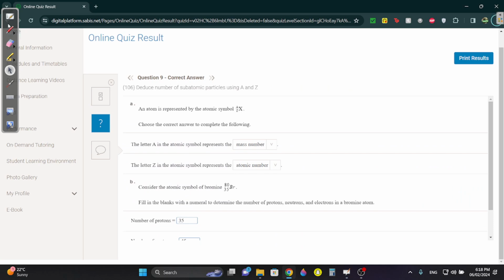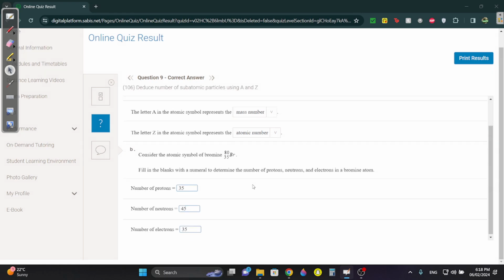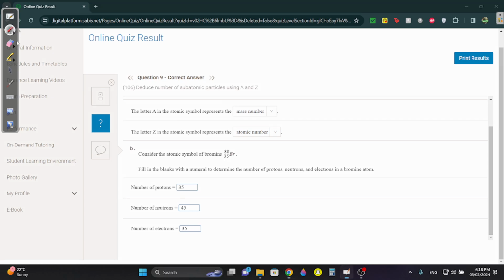Here they're saying an atom is represented by the atomic symbol with Z and then A on top. What is A? A we said is the mass number, and Z we said is the atomic number. Here they're talking about bromine. Bromine has 80 as the mass number and 35 as the atomic number. So how many protons do we have? We said the protons is always the atomic number. How do you find the neutrons? Neutrons is always A minus Z. So 80 minus 35 equals 45. And electrons, since it's an atom of bromine, it doesn't have a charge. That means it's neutral. So that means the protons is equal to the electrons. So it will be 35.